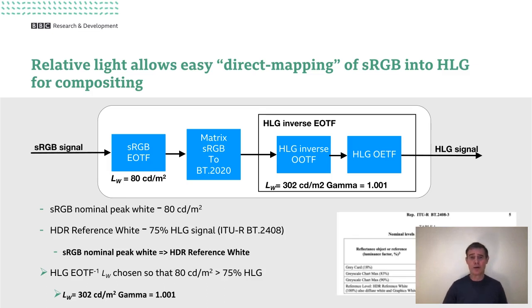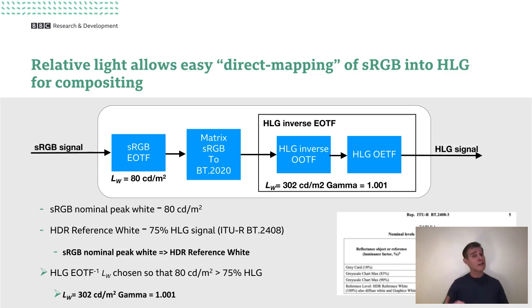Now, there's a slight complication in that the nominal peak white for sRGB is defined as 80 candelas per meter squared, whereas the ITU specified the HDR reference white level, the equivalent for HDR signals, at 203 candelas per meter squared for PQ, or on a reference 1000 candela per meter squared HLG display. That 203 candelas per meter squared corresponds to 58% PQ signal or 75% HLG.